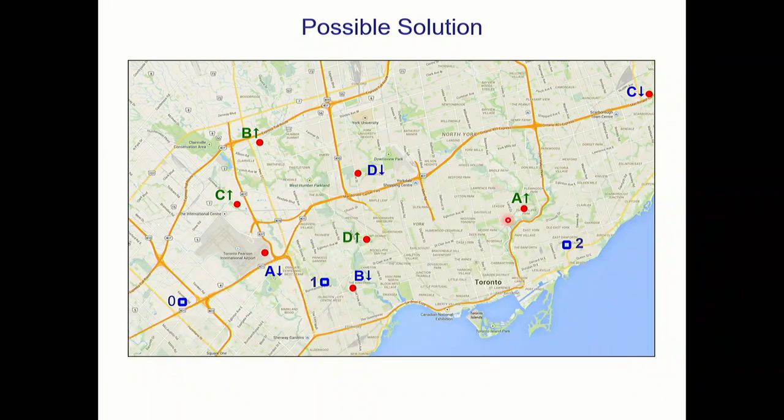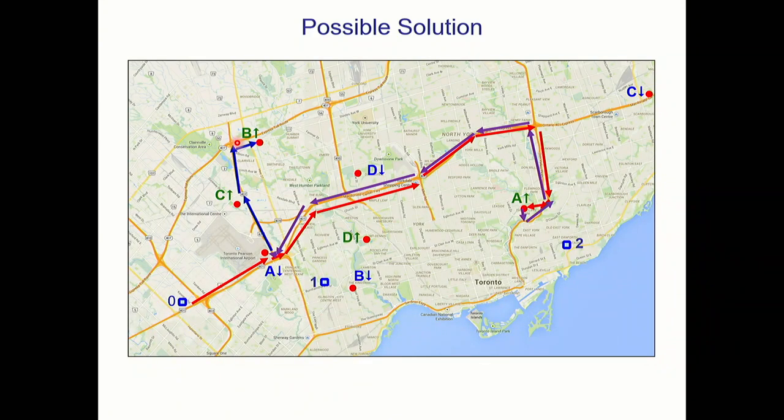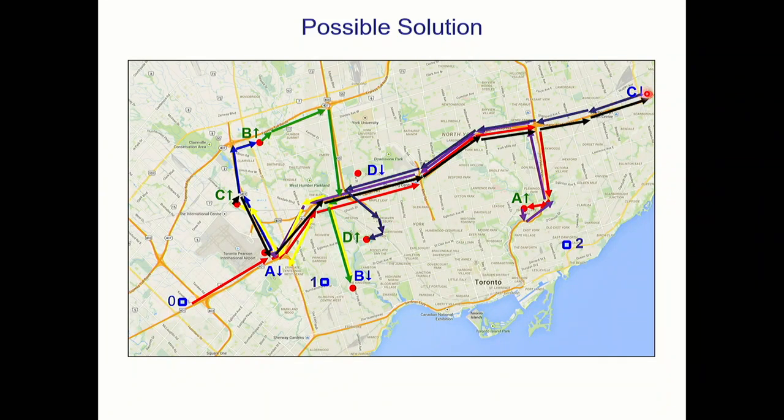Let's see. So we choose depot 0. We go pick up A. And then we go all the way to the other side of the city, drop off A. Because again, I'm trying to just deliver them in order. And again, after A comes B. So I'm going to go all the way back again to pick up B, and then drop off B, and so on, pick up C, drop off C all the way on the other side of the city, pick up D, and then drop off D. And then at the end, I'm just returning to the same depot intersection, which is depot 0.